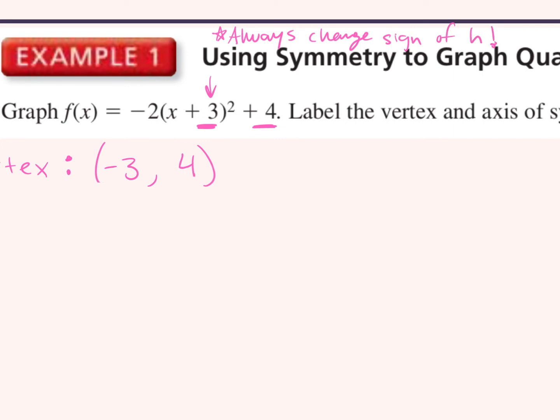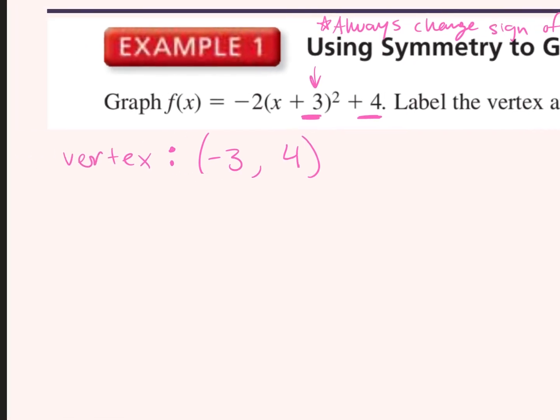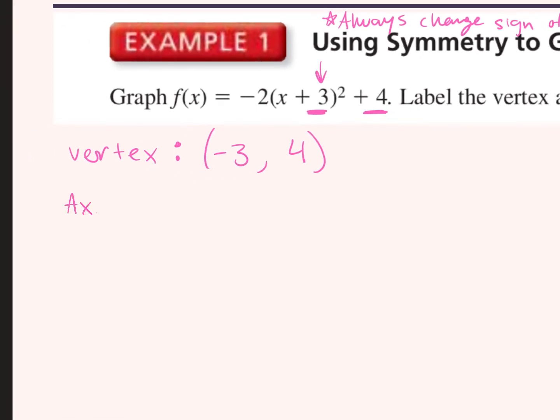So we always change the sign of h. We didn't do any work. You just look at your vertex form, and all you have to do is identify the two numbers. Perfect. So next, let's write our axis of symmetry. It's always x equals because it's a line, and we just repeat the x in the vertex. So x equals -3.